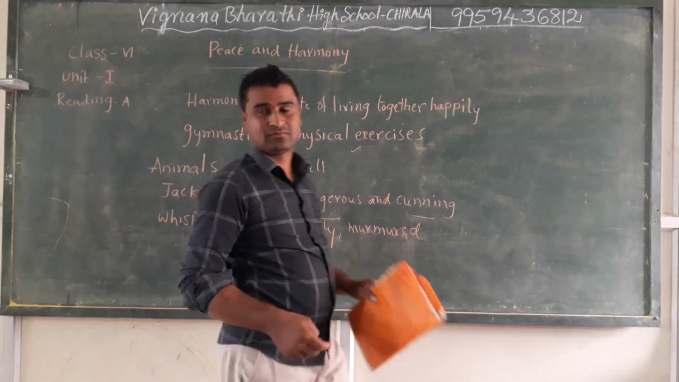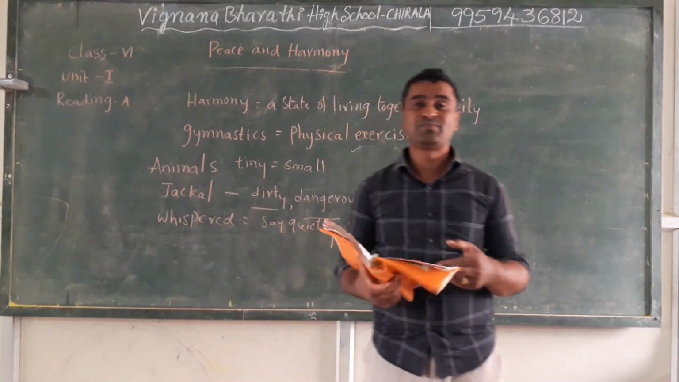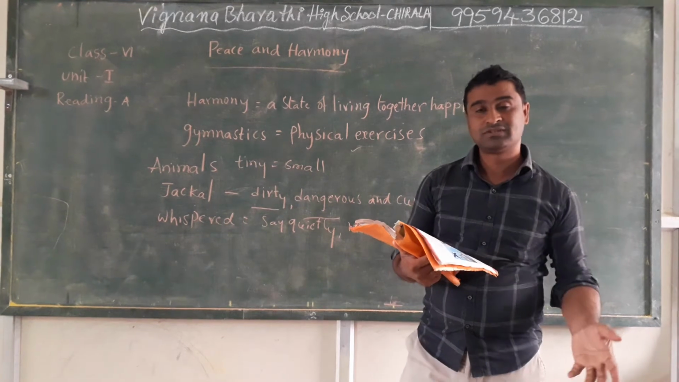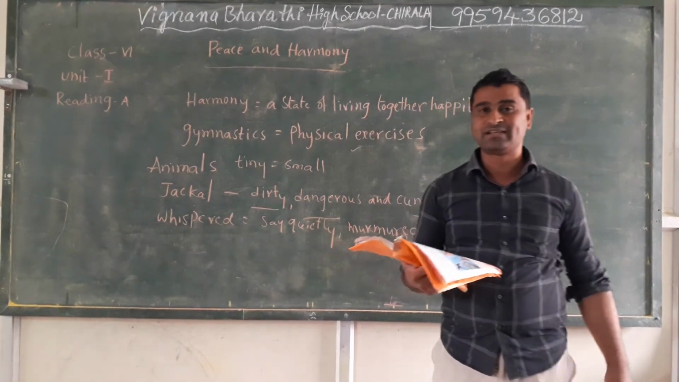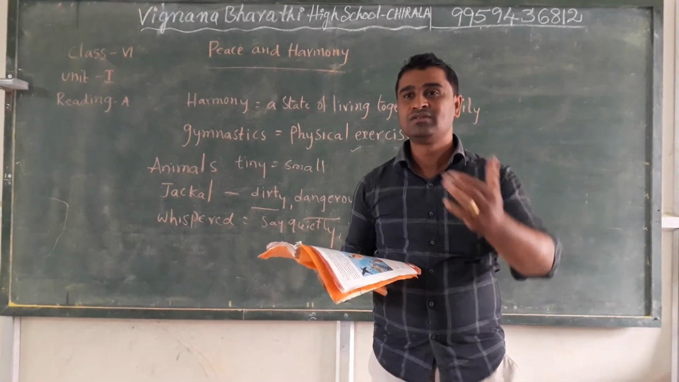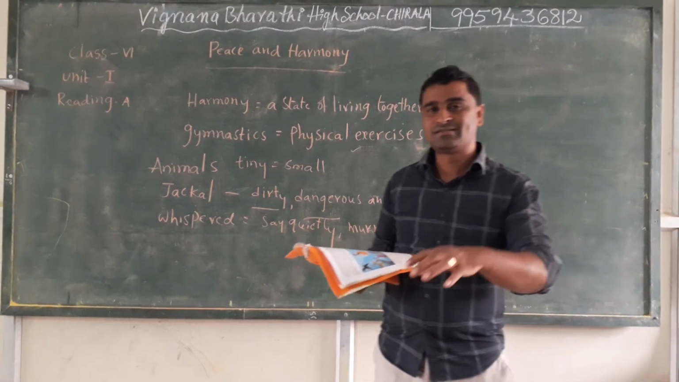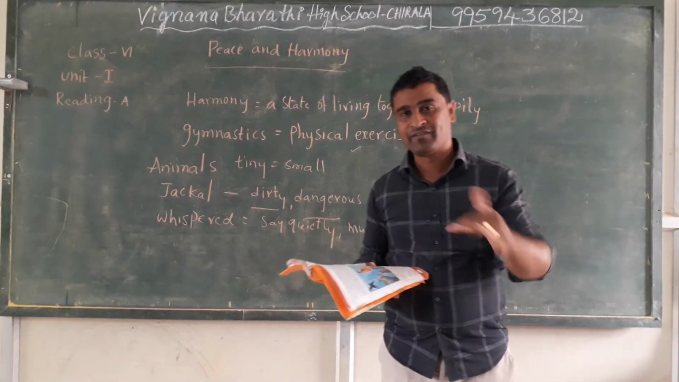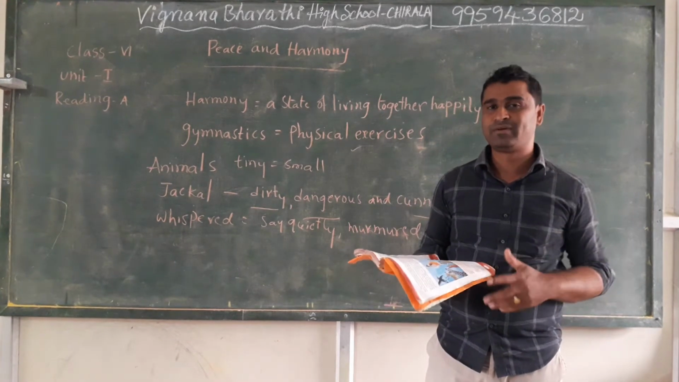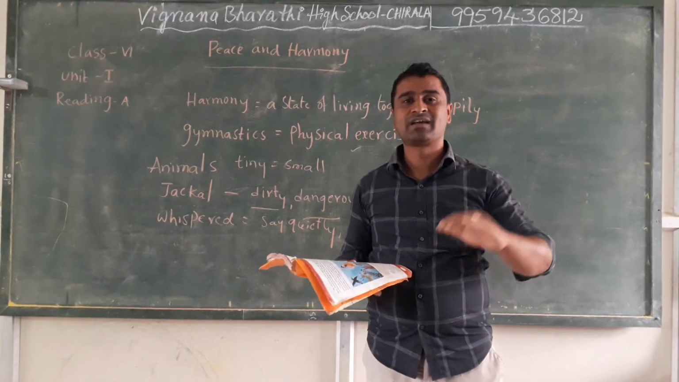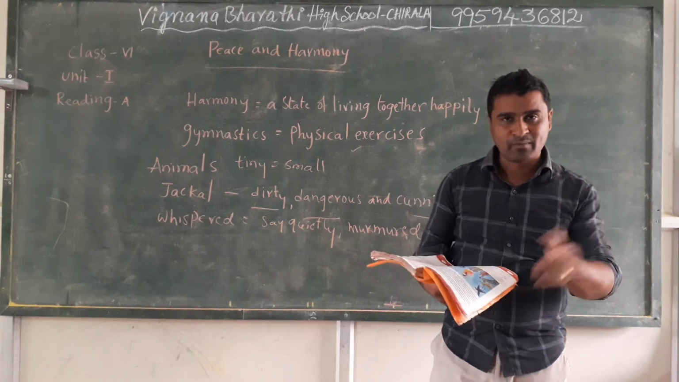Murmured. Okay, so it went and whispered to the deer that the tiger was waiting for a chance to kill you. So this jackal came and poisoned all the animals and created differences among the animals. So in this way, the jackal created differences among the animals.